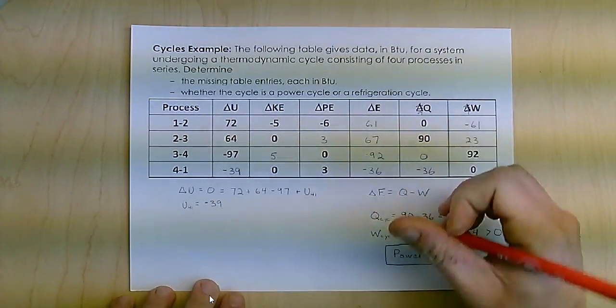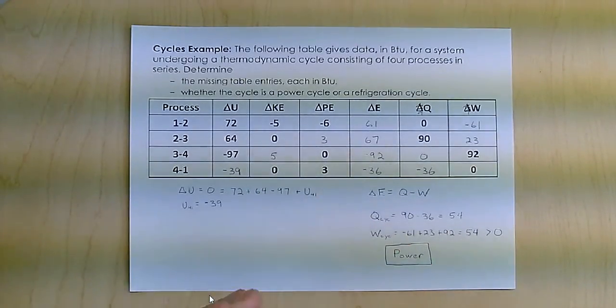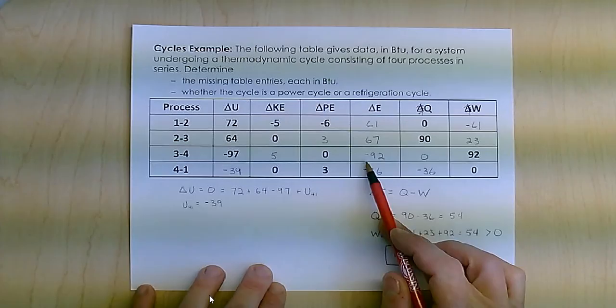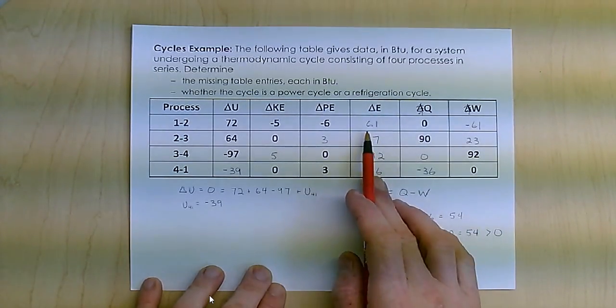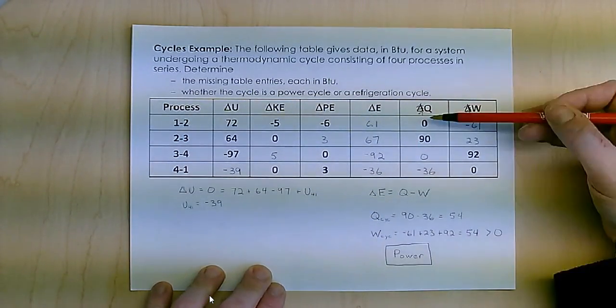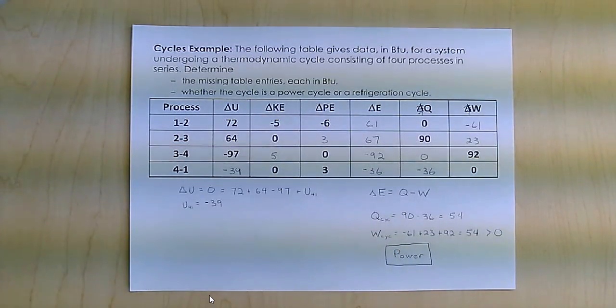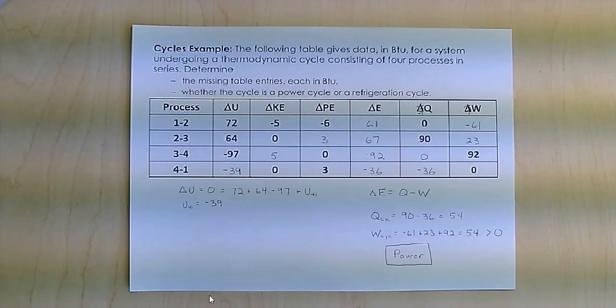Okay. So again, the main thing here is recognizing that the properties have to sum up to 0 for the cycle because they begin and end at the same state. My first law equation, delta E equals Q minus W, and then Q of the cycle equals work of the cycle. And if work is positive, it's a power cycle. If work is negative, it would be a refrigeration cycle.